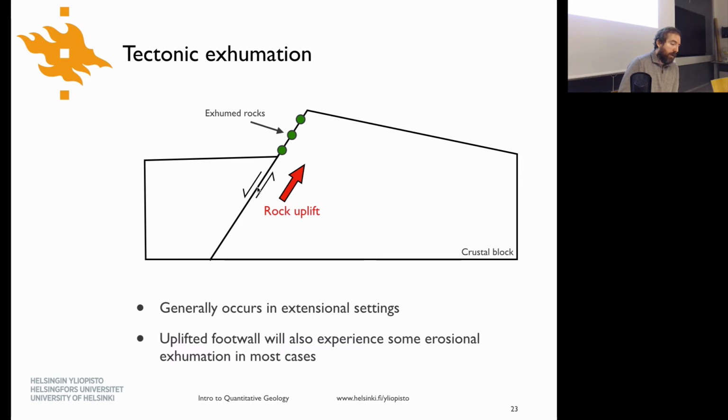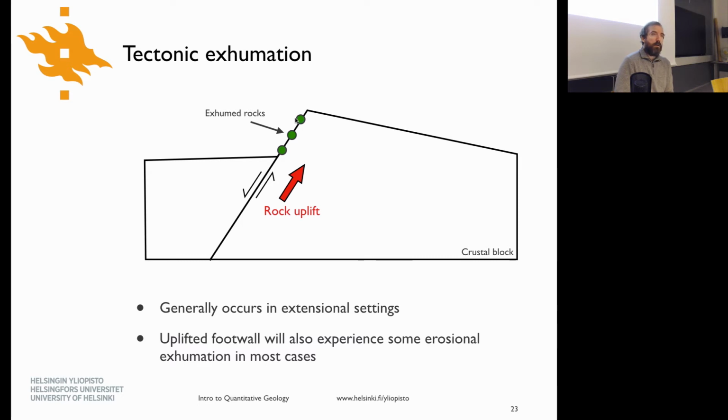And this happens mostly in places where you have extensional faulting. Just as a result of the fault moving, you have exhumation of the footwall, so the lower block in this fault model. When the fault slips, the rocks basically come up and get exposed at the surface without any erosion happening at all. So this is limited to extensional settings, more or less. It can happen in strike slip settings in some places as well, but it's mostly happening in extensional settings.